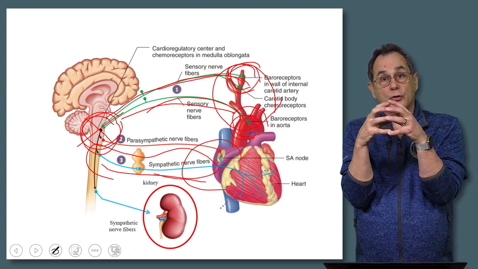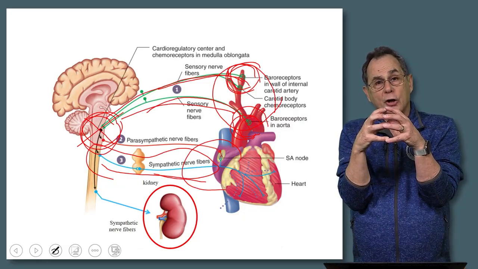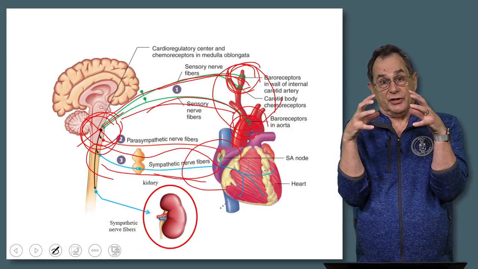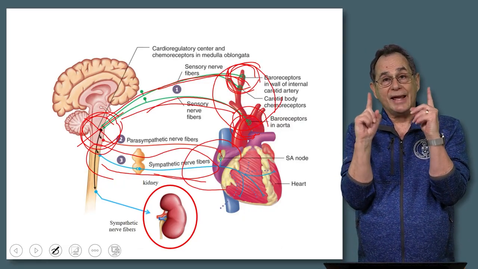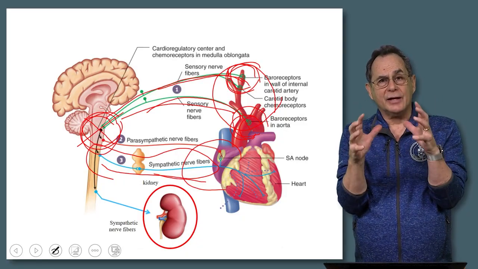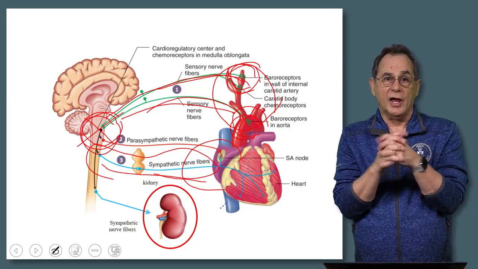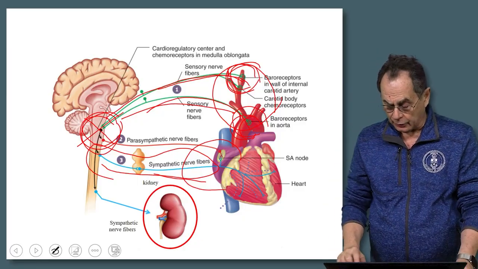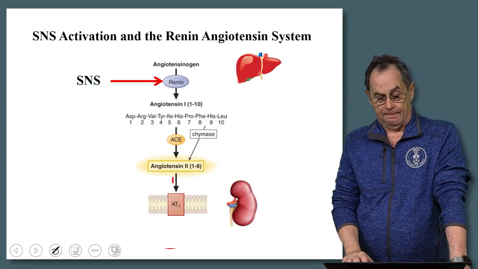If those carotid body and aortic arch baroreceptors sense more pressure and flow, there will be increased nerve traffic to the brainstem, and that will serve as a negative inhibitory influence and reduce sympathetic nervous system output.